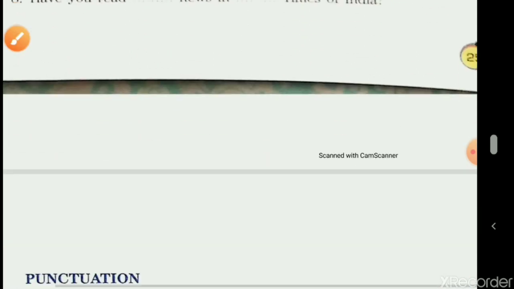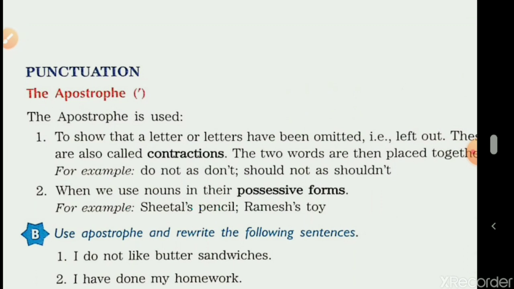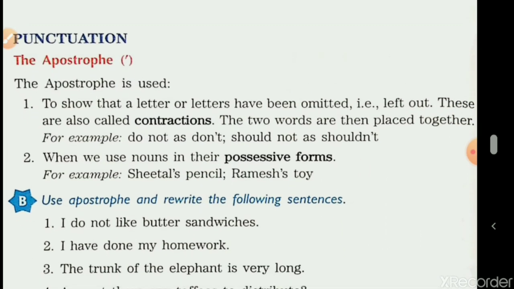Now, our next exercise is based on punctuation, the use of the apostrophe. When do we use an apostrophe in a sentence? To show that a letter or letters have been omitted, that is, left out. These are also contractions. Contractions means the short forms, where two words are placed together. For example, do not as don't, should not as shouldn't. And when we use nouns in their possessive forms. So first, the apostrophe is used for short forms, that is contractions, and second, we use it to show possession, the possessive forms.